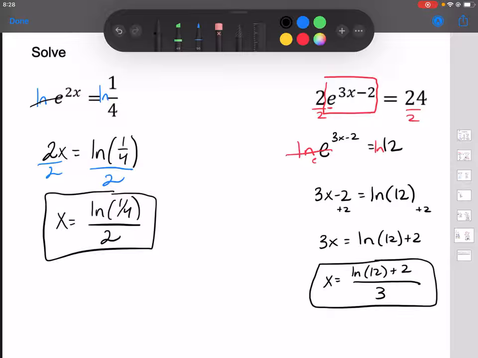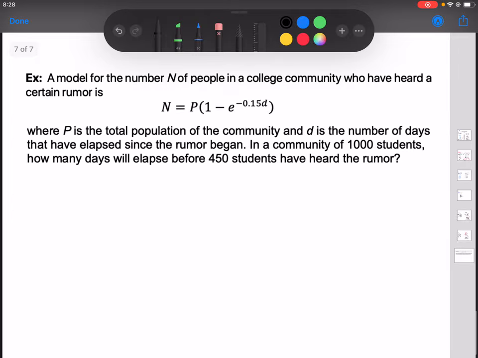Let's go ahead and just do a word problem really quick. It's the same idea, but you have a couple word problems on your homework. So for this one, we've got a model for the number of people in a community who have heard a certain rumor. Rumor has it. That's exciting. The total population is P, and D is the number of days that have elapsed since the rumor began. So we've got 1,000 students, so that's our P. N is how many people have heard the rumor, and we're trying to figure out how many days before 450 students have heard the rumor. So we're trying to solve for D.